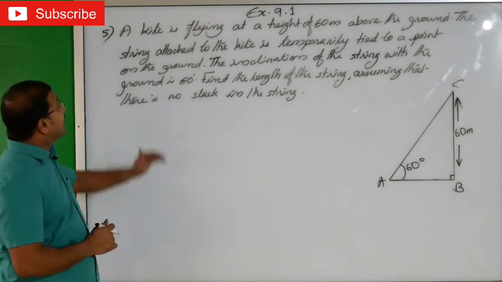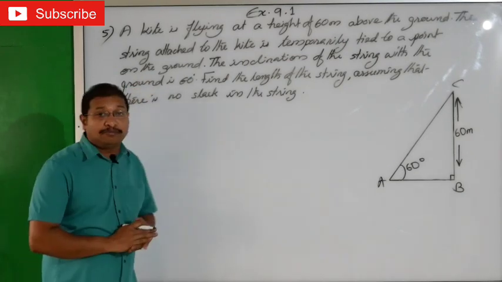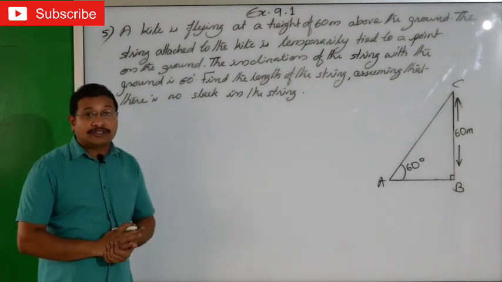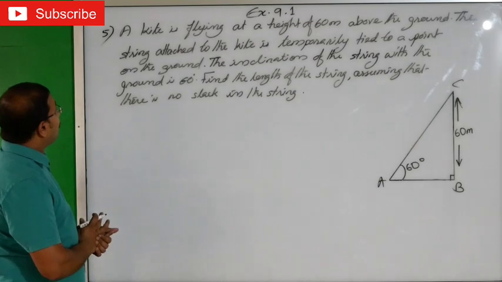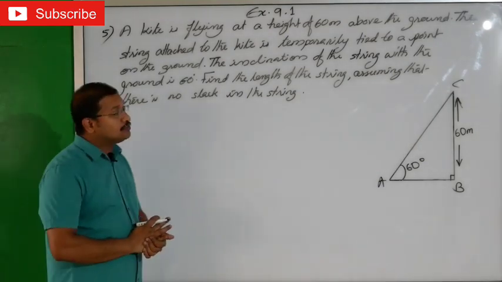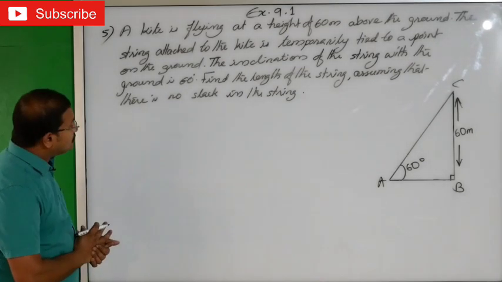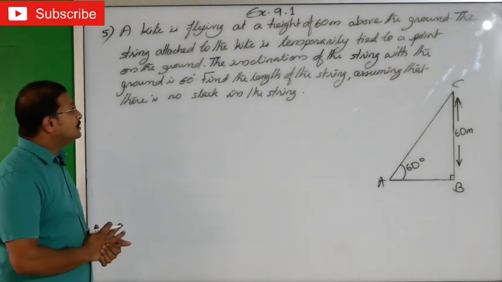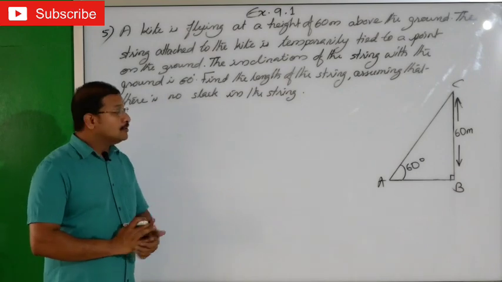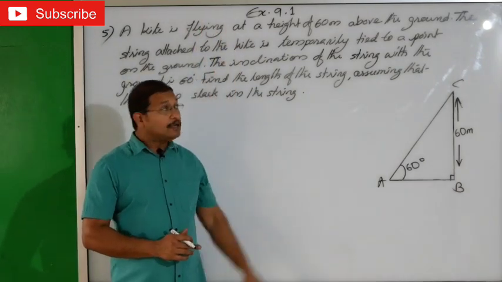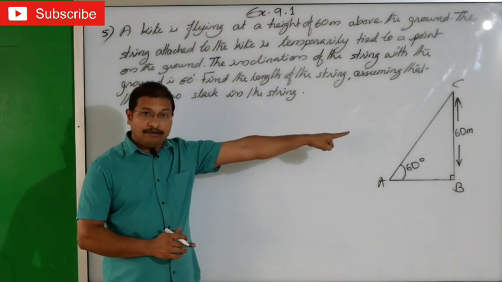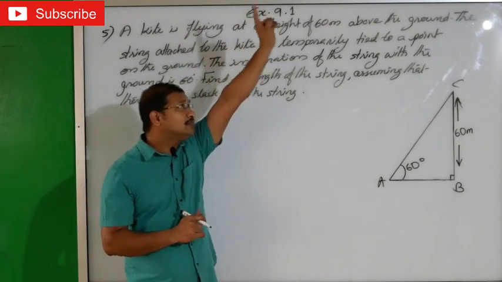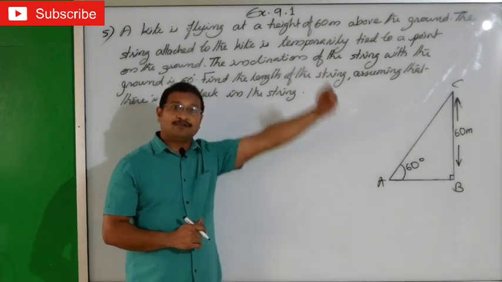Question number 5. A kite is flying at a height of 60 meter above the ground. The string attached to the kite is temporarily tied to a point on the ground. The inclination of the string with the ground is 60 degree. Find the length of the string assuming that there is no slack in the string. Ready? See, there is a kite. Height of the kite is 60 meter. Can you understand kite? Yes. So kite 60 meter above the ground.